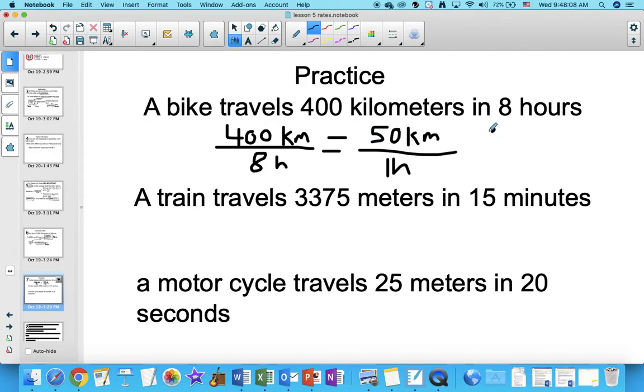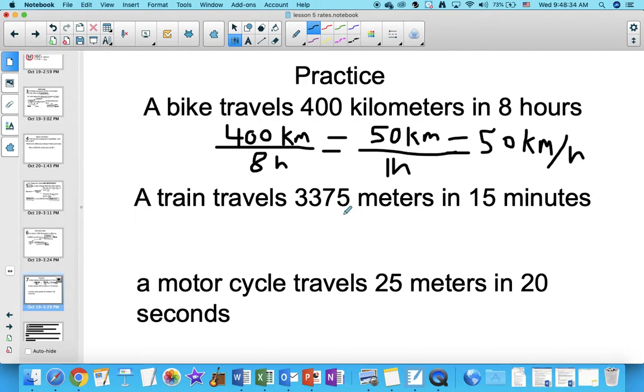Or you could write it like this: 50 km per hour. You could write it like that. Nicer than I did, but you can write it like that too. And so all of these things are rates, but these two are our unit rates because the hour is to 1. The hour is to 1.